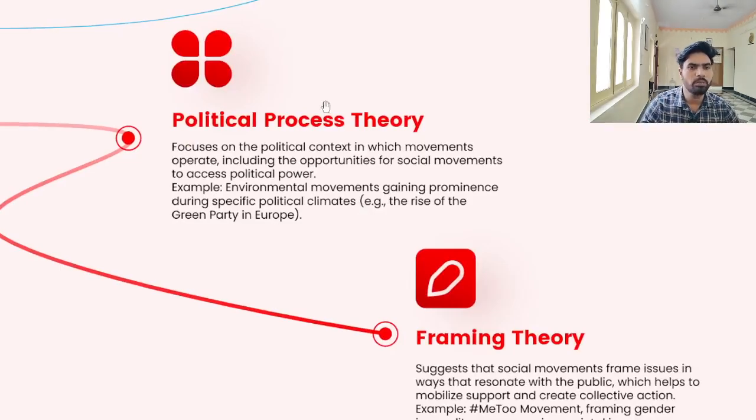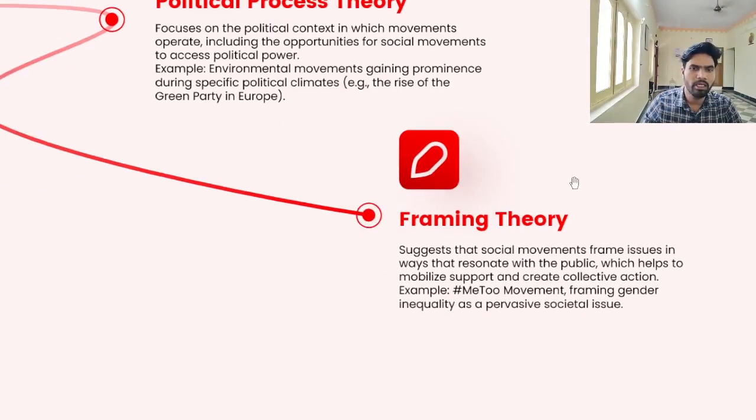Then the second one is political process theory. This theory focuses on the political context in which movements operate, including the opportunities for social movements to access political power. Examples are environmental movements gaining prominence during specific political climates. Examples: the rise of Green Party in Europe, and Tea Party in the United States of America. So these are the examples of political process.